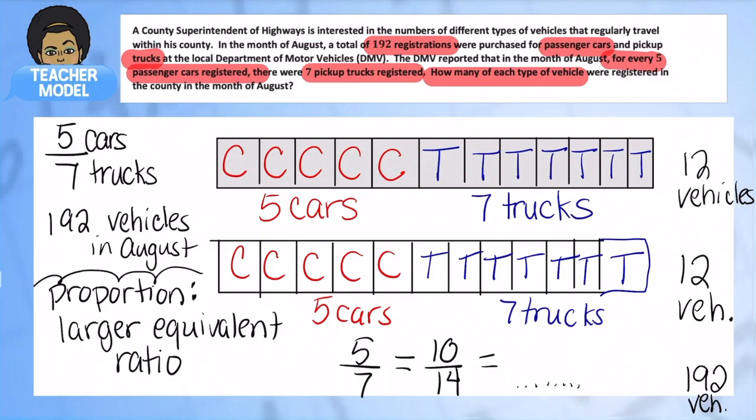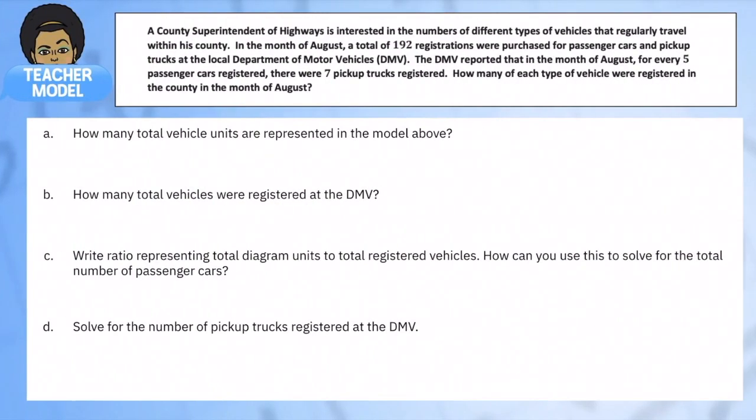Especially its definition that we're going to work with for today. So let's look at some stuff here. Just to get our mind thinking, how many total cars did we have represented in 12 vehicles? 5 cars, 7 trucks. How many total vehicles were registered?